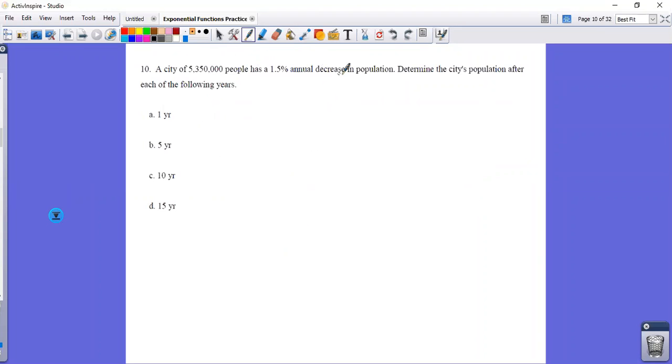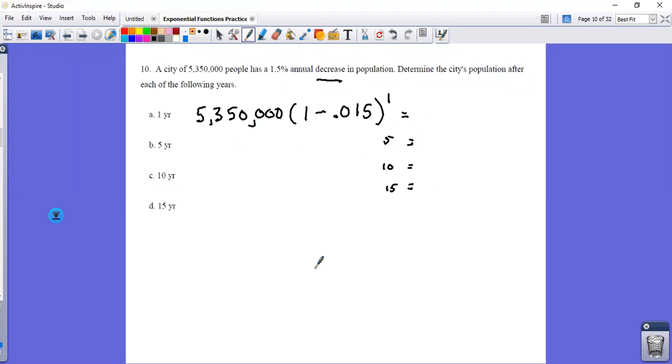All right. So I have 5,350,000 people, 1% annual decrease. What is the city's population after the following years? So that's 5,350,000 times 1 minus 0.015 for your decimal, 1 year, and then that would be the same for 5 years, 10 years, 15, but the setup doesn't change. And the number is going to get smaller and smaller and smaller. So that one should be easy.